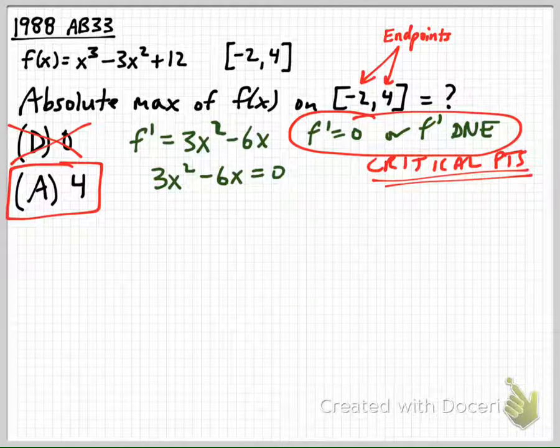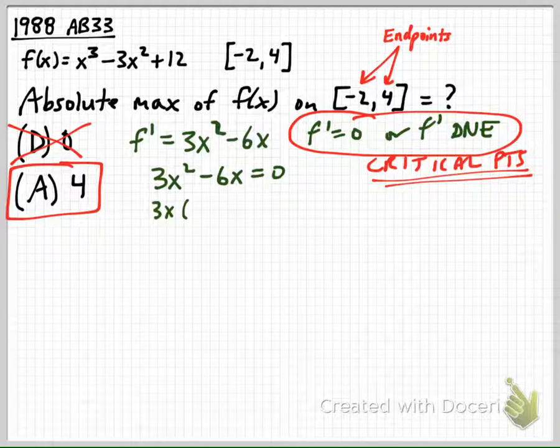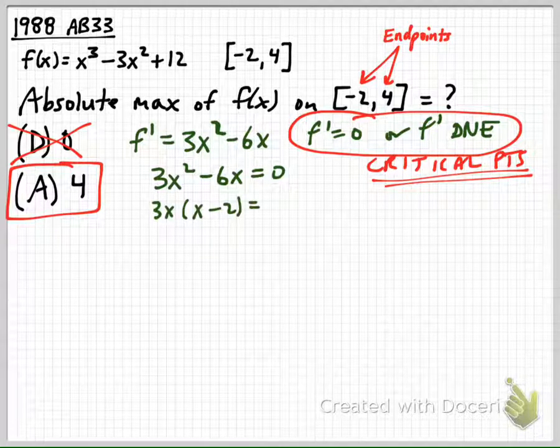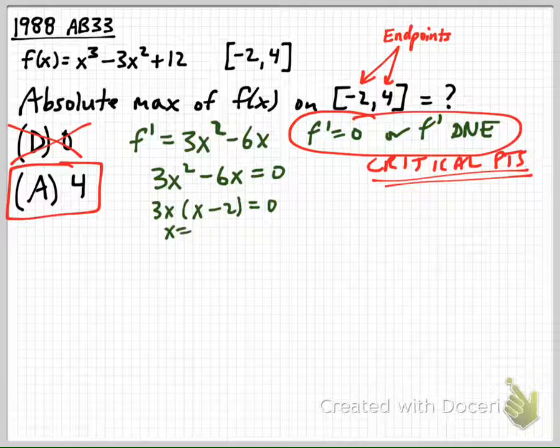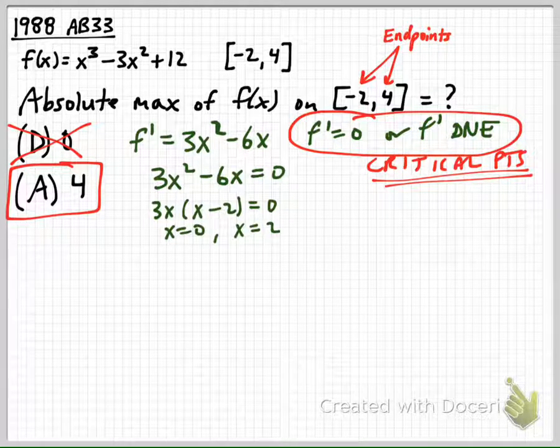Anyway, f prime equals 0 is the only place that we're going to find critical points, because f prime exists everywhere else on the interval. It exists for all real numbers anyway. We're going to factor out a 3x, and we're going to get x minus 2 equals 0. So when x is equal to 0 and when x is equal to 2, we've got 2 critical points, and those are in fact on the interior of this interval.